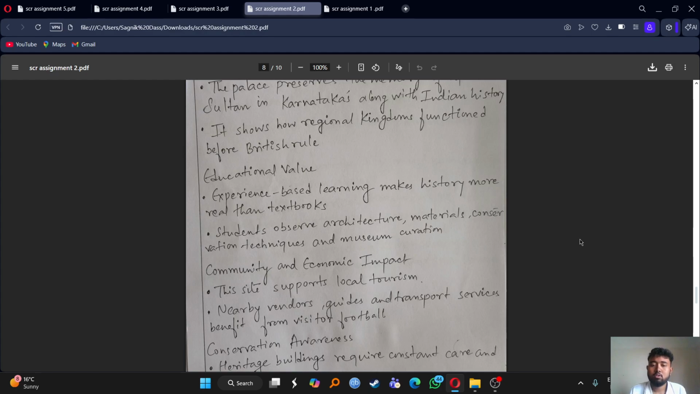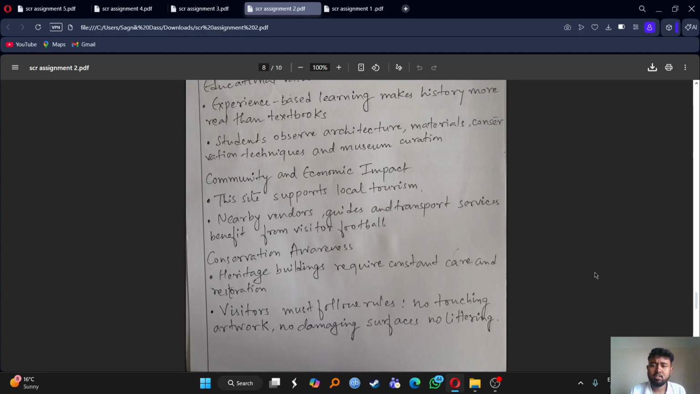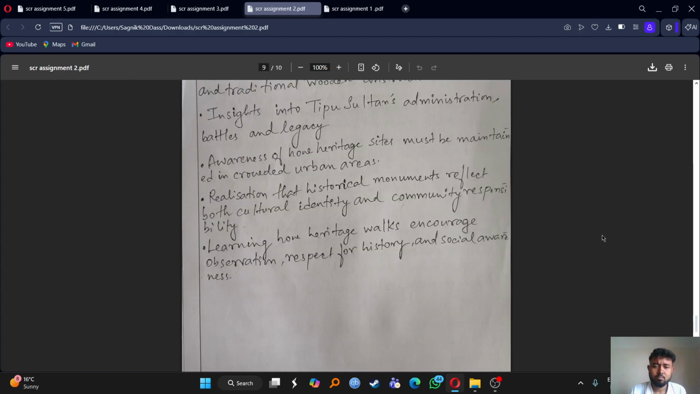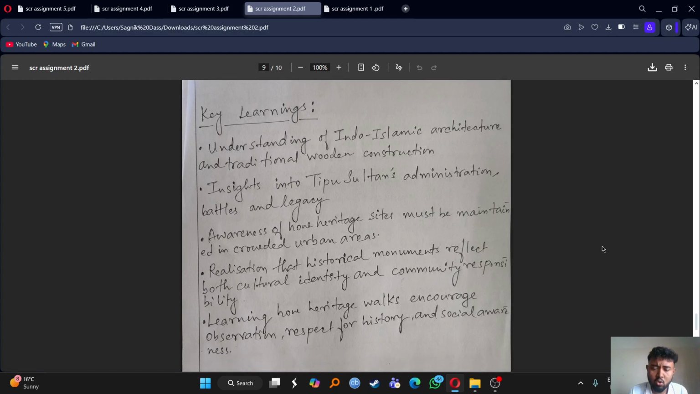Educational value includes experience-based learning, which makes history more real than textbooks. Students also learn about architecture materials, conservation techniques, and museum curation. Okay, community and economic impacts are also there. Key learnings I already told.